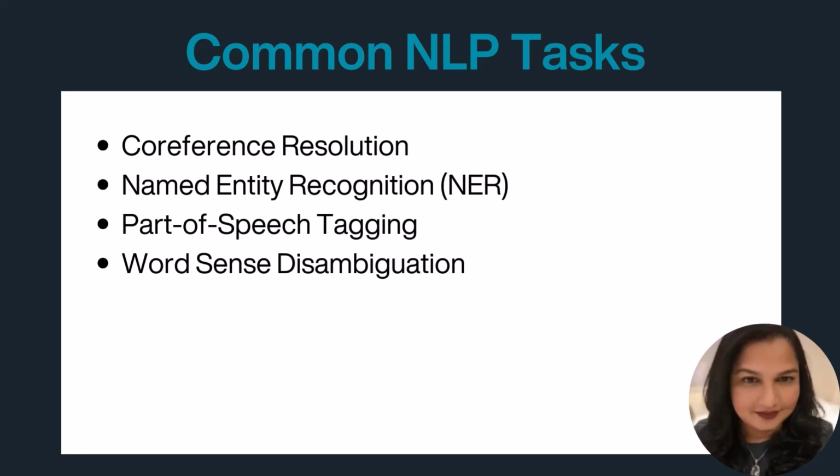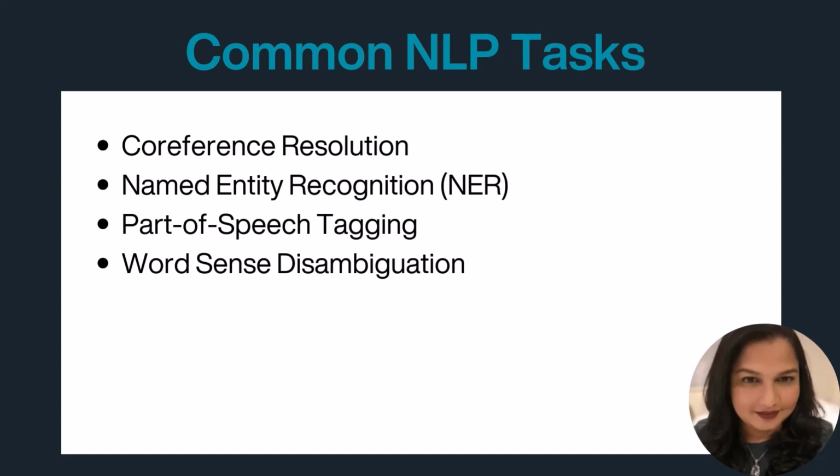So let's talk about some of the cool tasks that NLP can handle. Coreference resolution. This figures out when two words mean the same thing. Like, for example, if the word she and the name Surya are the same person. Named entity recognition, or NER. It picks out names, places, and other key entities from text and is a very useful feature. Part of speech tagging. This identifies the role each word plays, like whether it is a noun, a verb, or an adjective.